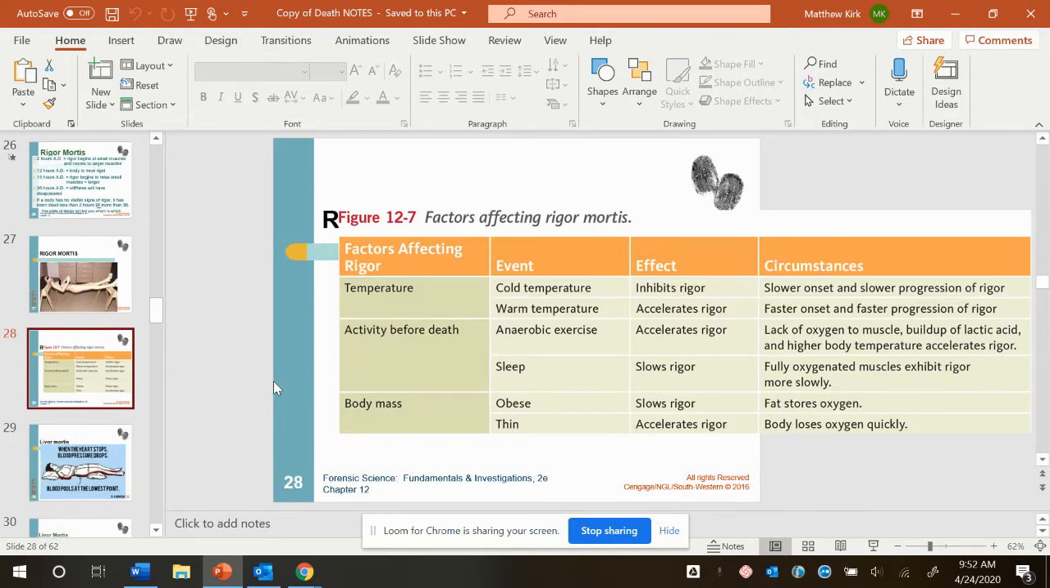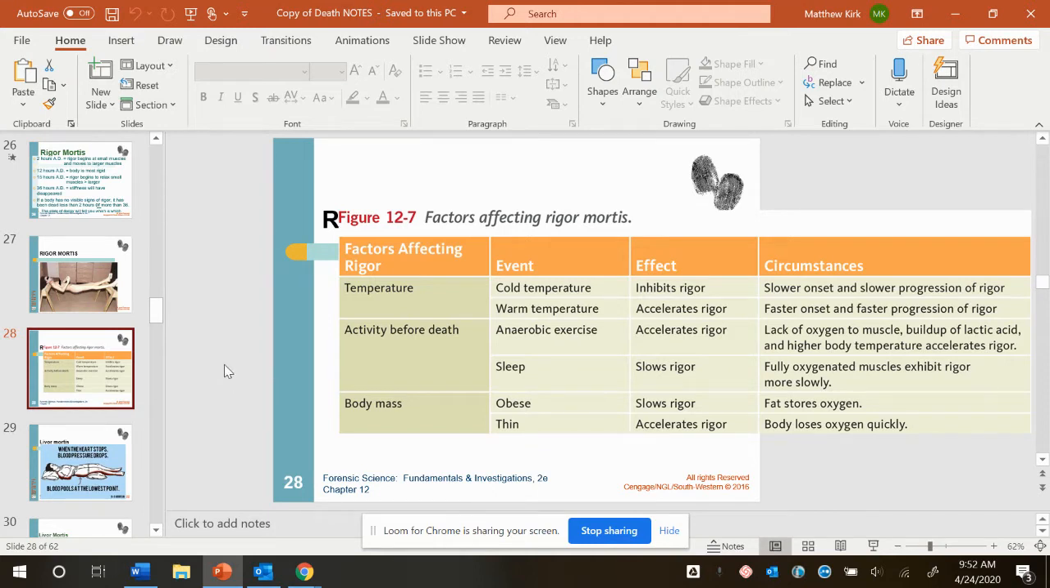We also are aware of some factors that might affect this. If we're cold, it's going to slow it down, so it takes longer. If it's at a warm temperature, it's going to speed up the process. As far as activity goes, if someone was exercising, it's going to speed up the process. Sleeping slows it down. Body mass can also play a role. If someone's obese, it's going to slow down the process. If someone is on the thin or frail side, the process is sped up.